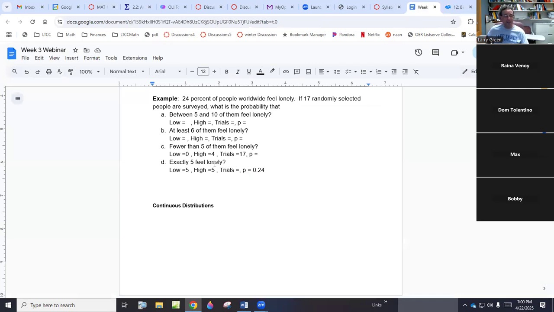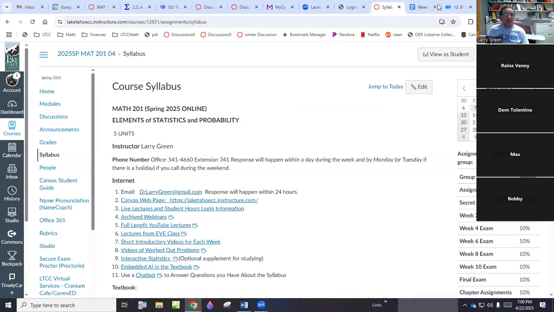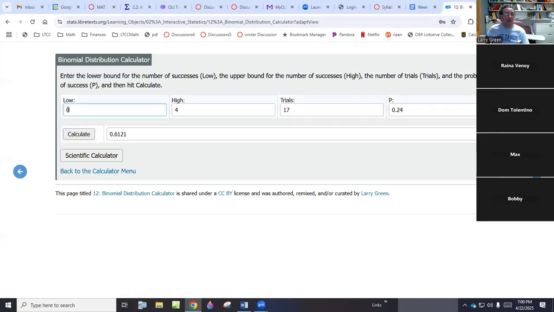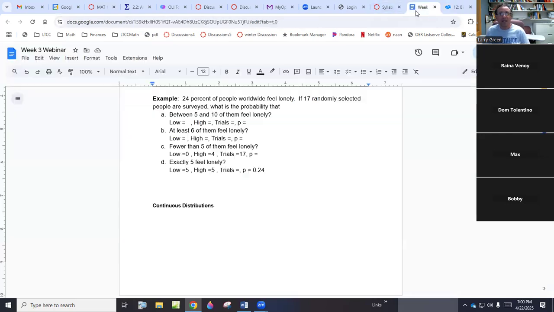Exactly 5 feel lonely. Oops. What's the low for exactly 5? Yeah, 5. What's the high for exactly 5? Still 5. And hit calculate, and it's about an 18% chance. Any questions on this example? Okay, let me move on.